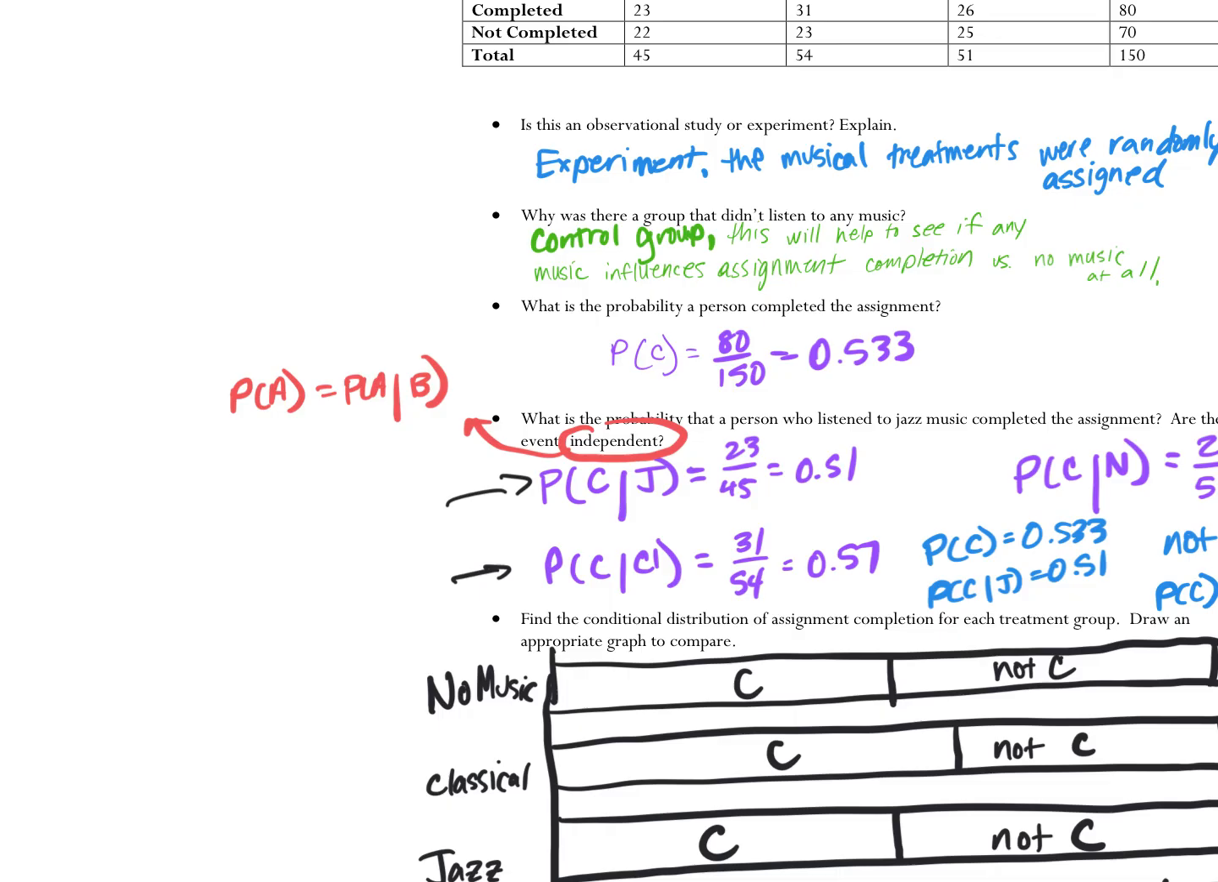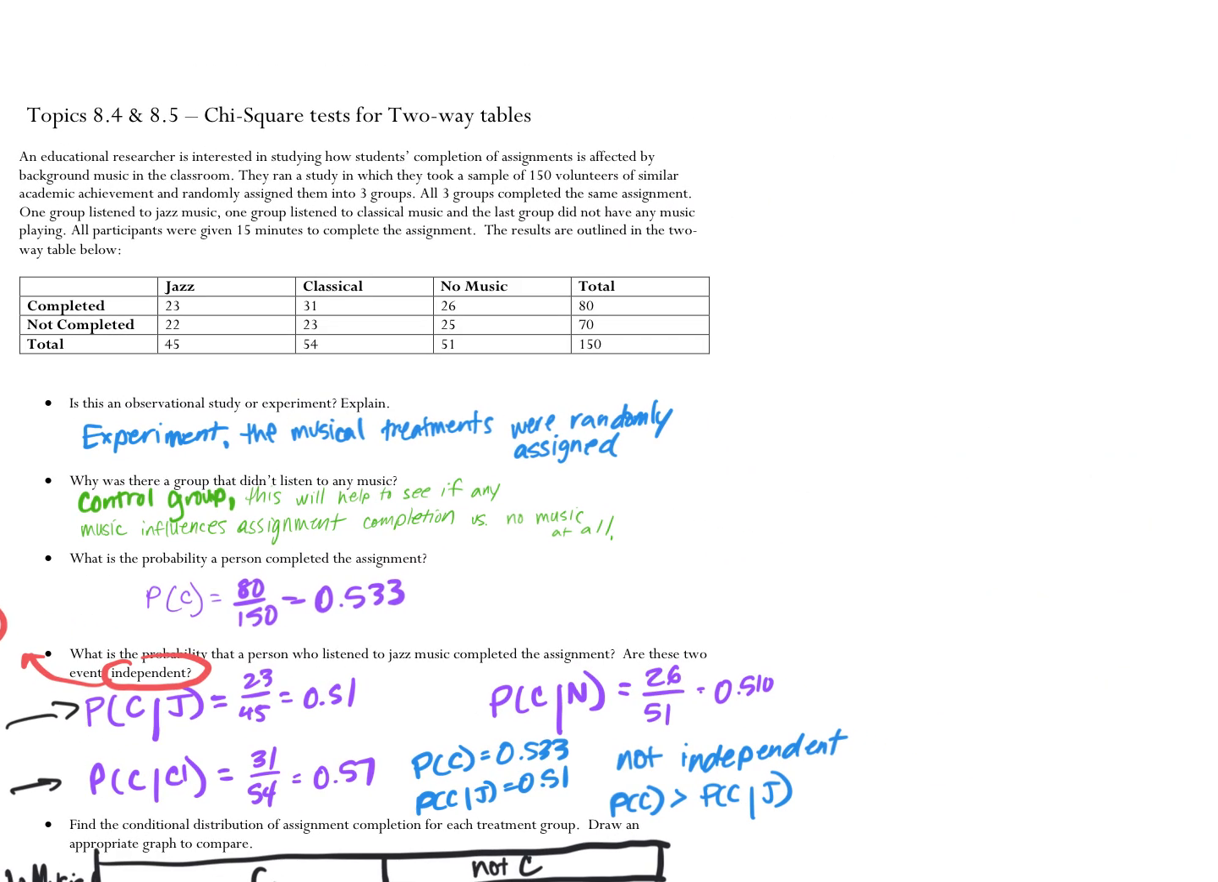When I'm trying to decide if event A and event B are independent, a lot of times students try to compare the probability of A to the probability of B. That has nothing to do with independence. It has to do with this: if I know that one of them has occurred, has that changed the probability that the other has occurred?